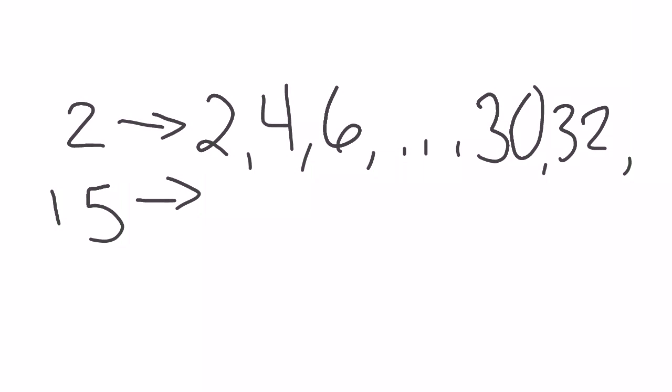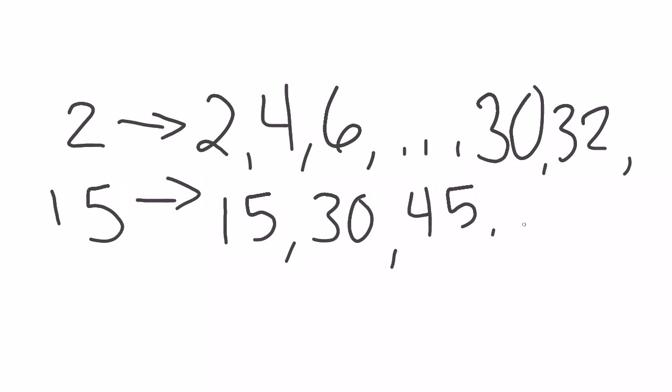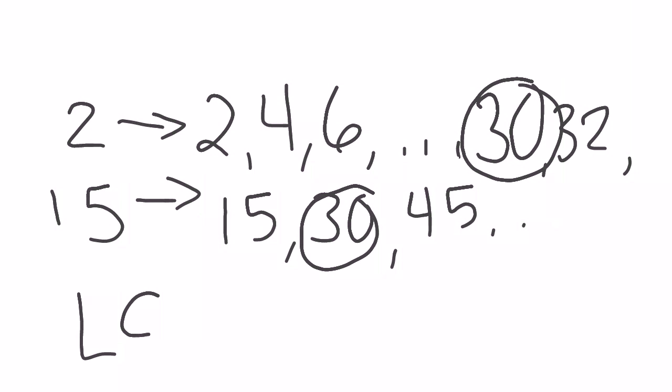Then I go and I list the numbers for 15. 15 times 1 is 15, 15 times 2 is 30, 15 times 3 is 45, and so on. What I'm looking for here is the smallest number that these two have in common. In this case, it looks like the least common multiple is 30.